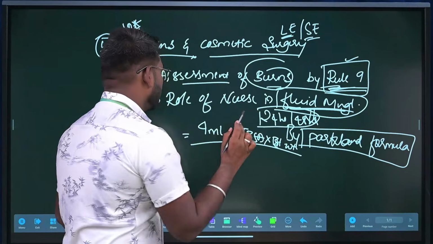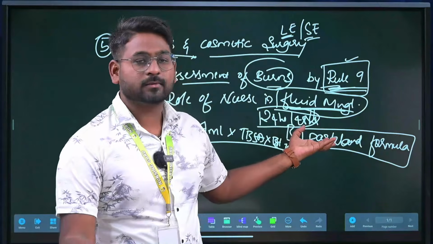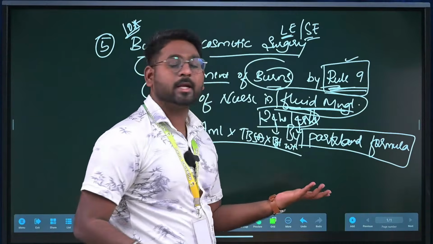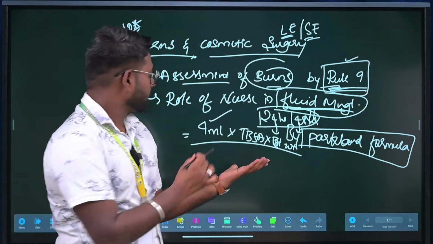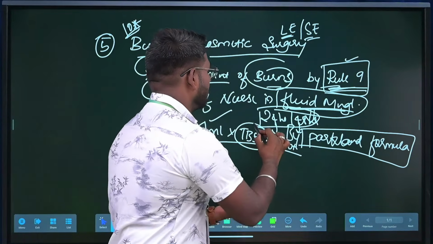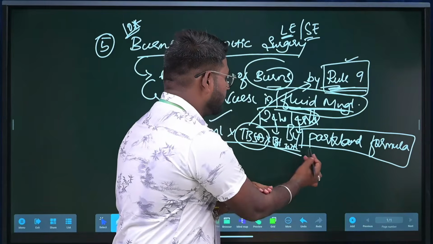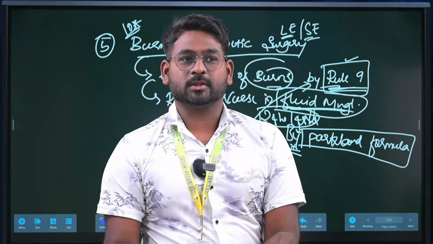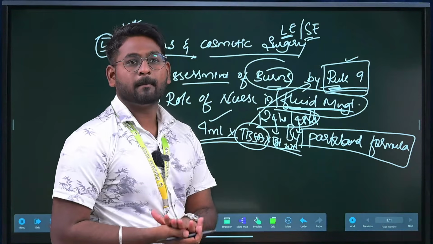So this is the formula for the Parkland, to calculate the total amount of fluid required in 24 hours or 48 hours. Here we have 4 ml, the total body surface area burnt, calculated by the rule of 9, and the body weight, whichever has been given in the question. So that is the total required for fluid management.